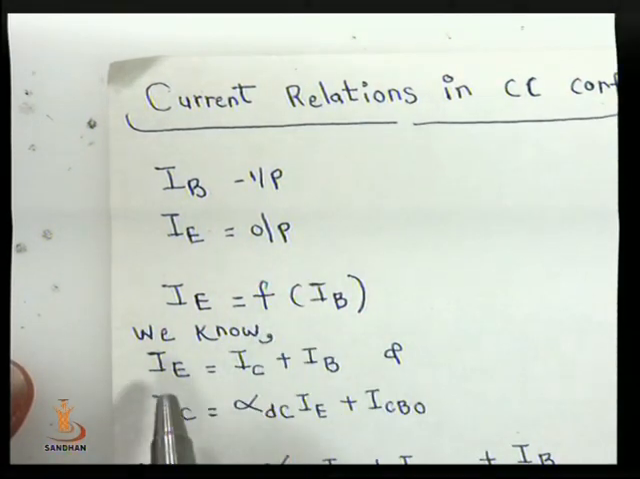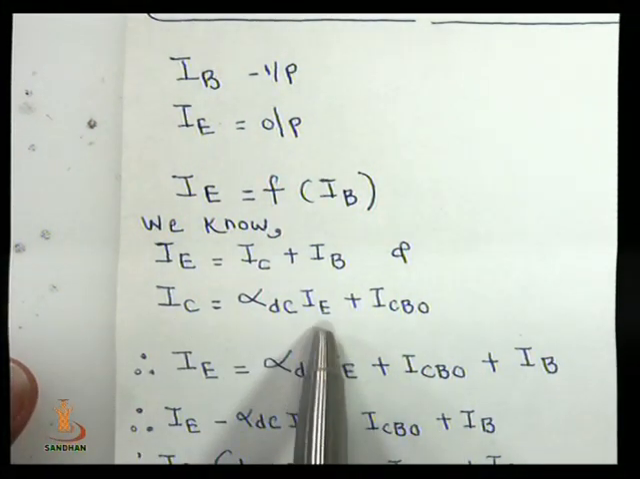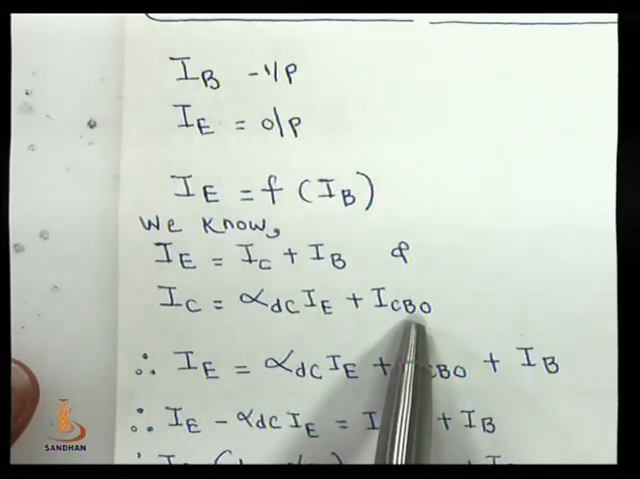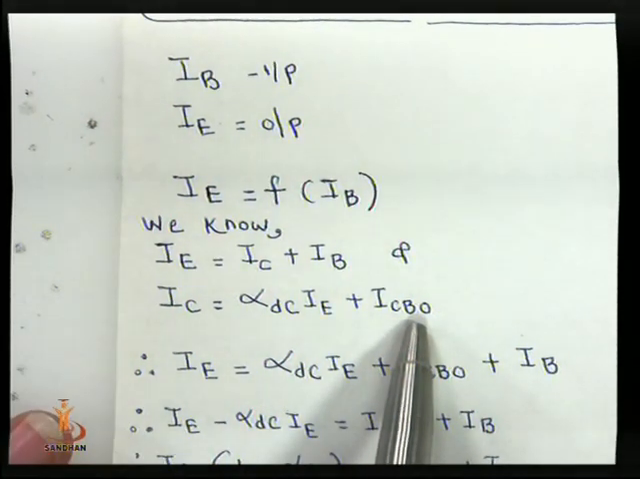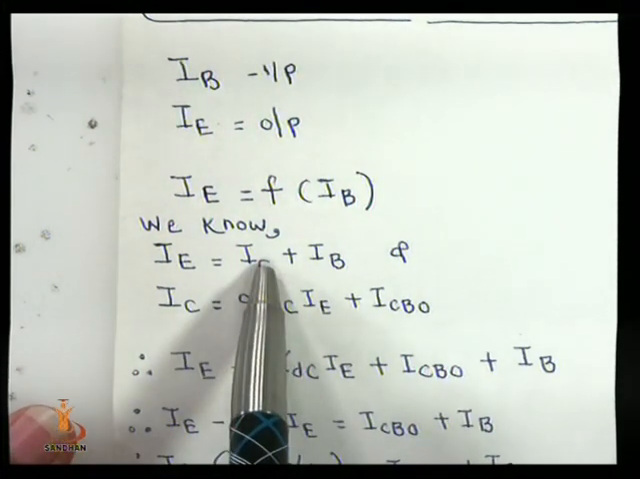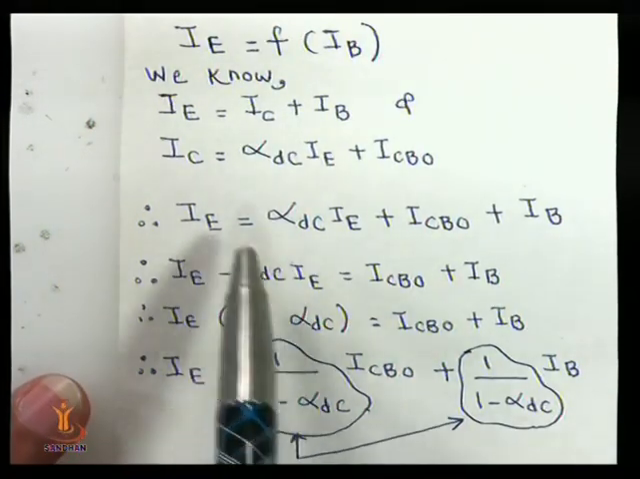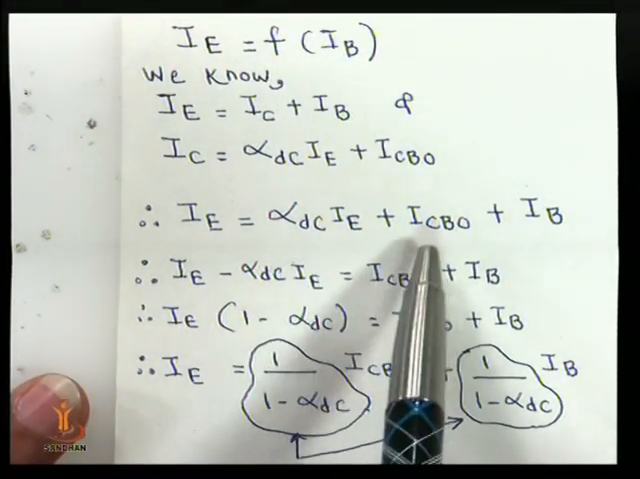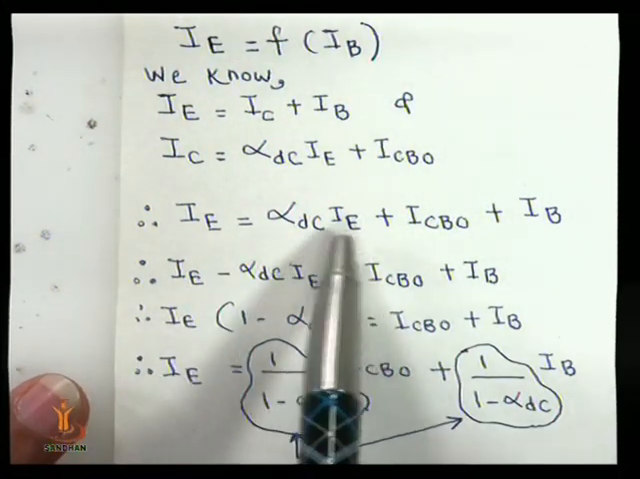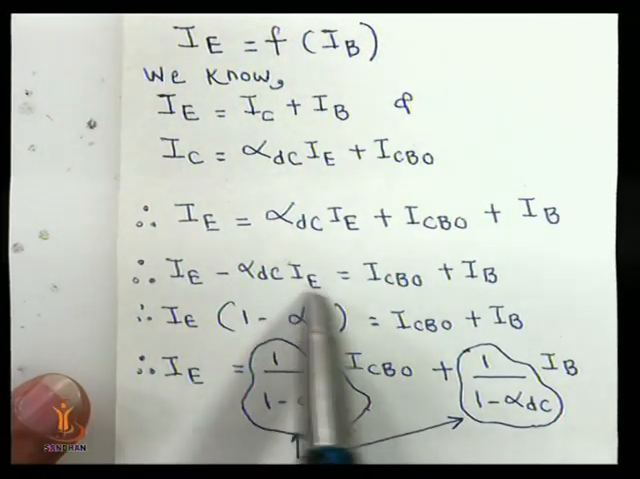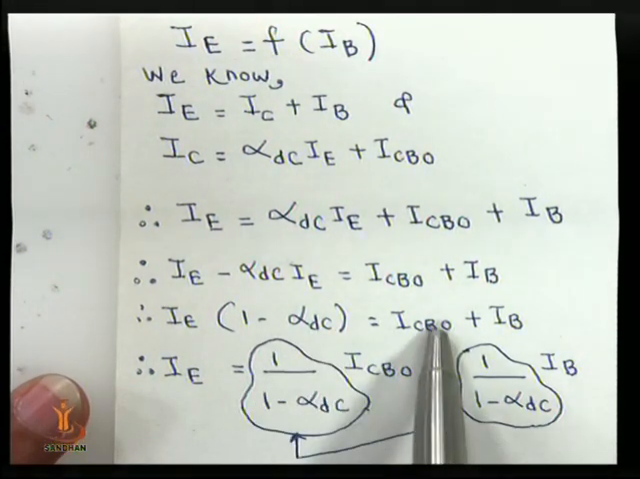Now we know again IE equals IC plus IB. Again we know IC is nothing but alpha DC I plus ICBO. But if you try to recall, this is a common collector configuration where there is no collector current, hence in the place of IC I am putting this value of alpha DC I plus ICBO. So we get IE equals alpha DC I plus ICBO plus IB. Just rearranging the terms, IE minus alpha DC I equals ICBO plus IB. Taking IE common, 1 minus alpha DC into IE equals ICBO plus IB.